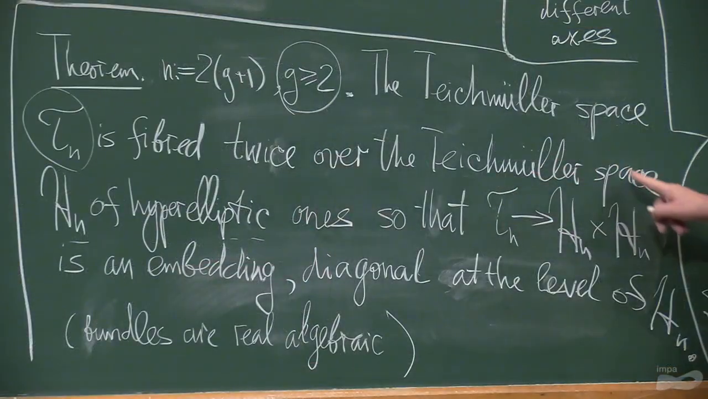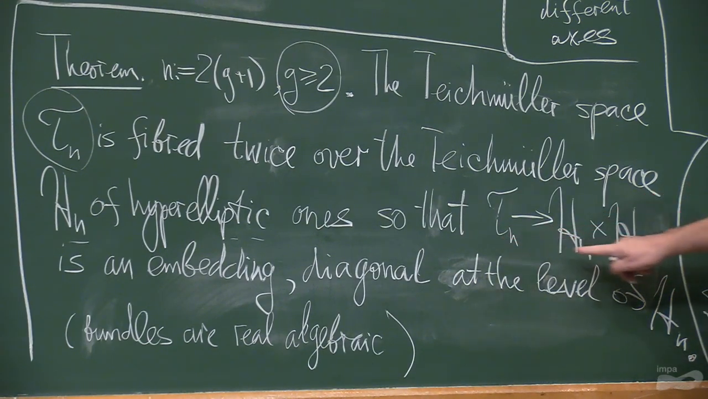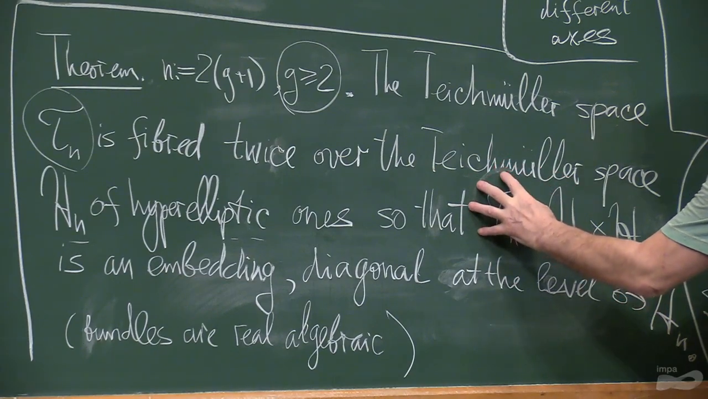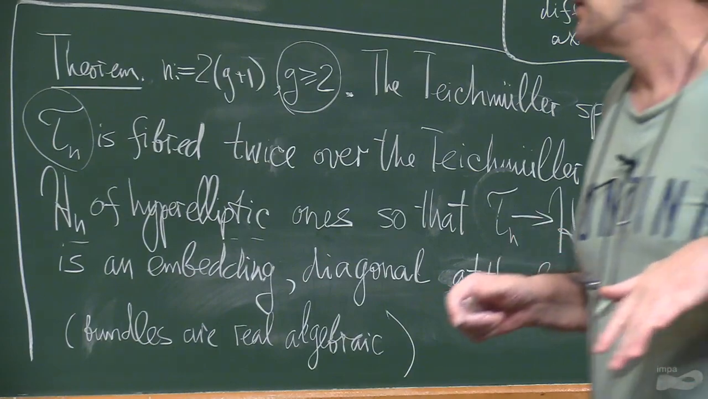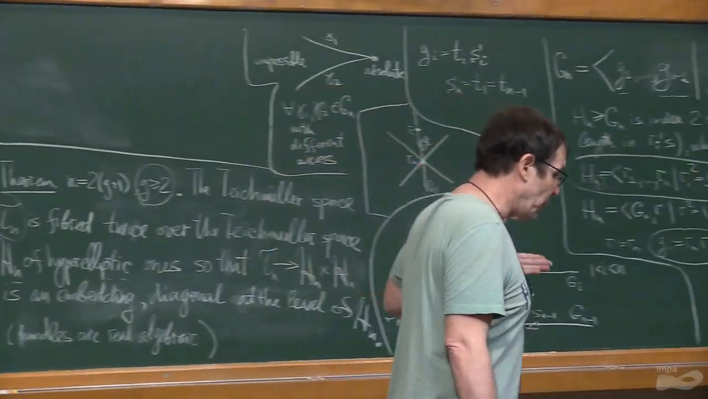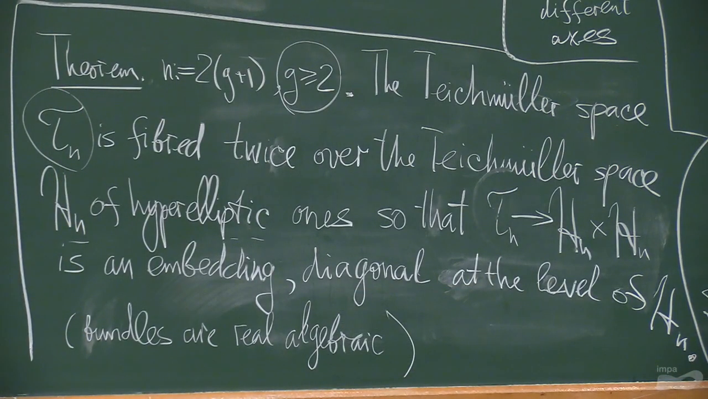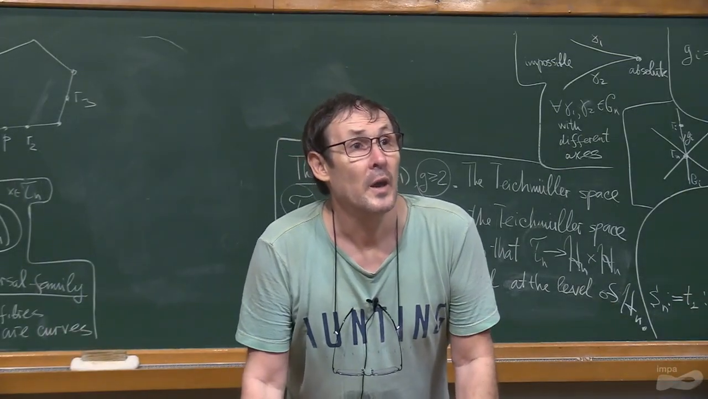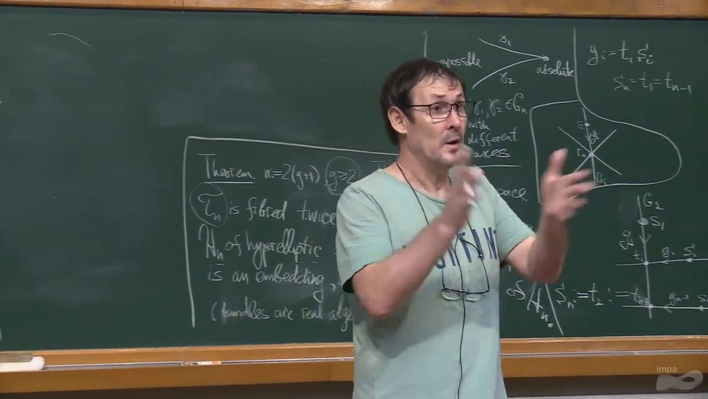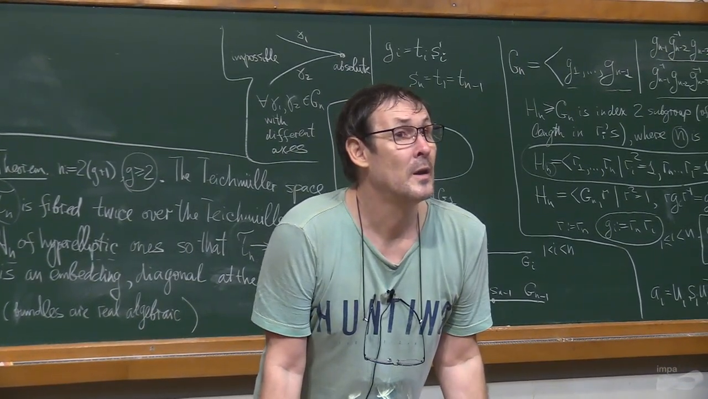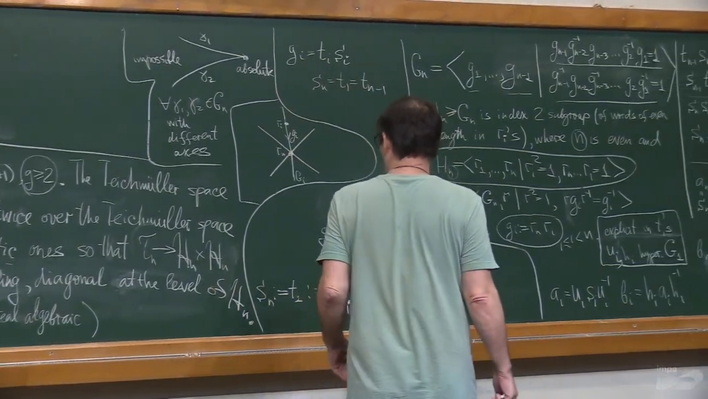So we have two bundles, and so we get some map to this product, and this map is actually an embedding, and if we restrict it to hyperelliptic curves sitting here, it will be just the diagonal. So, saying in other words, to every curve, we can associate a couple of hyperelliptic ones so that these two hyperelliptic ones recover the original arbitrary curve, and to a hyperelliptic curve, twice we associate itself. Okay? I think this is an interesting fact.